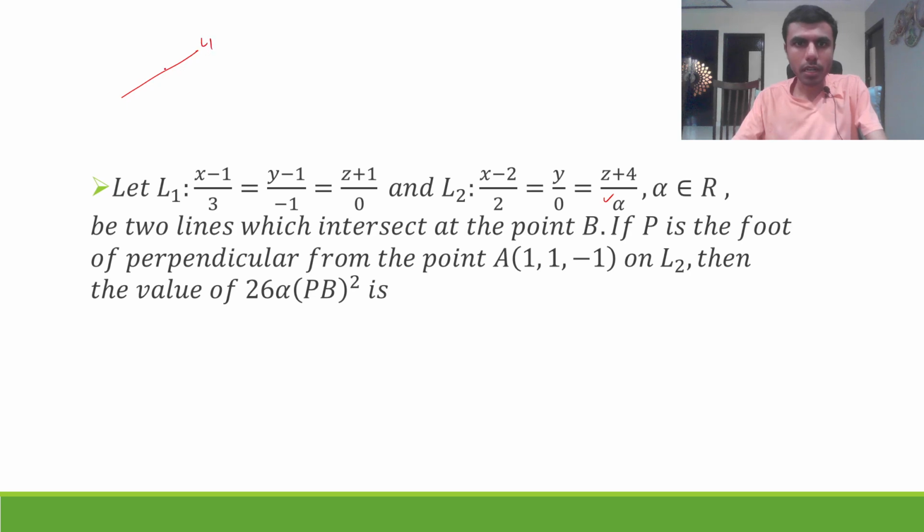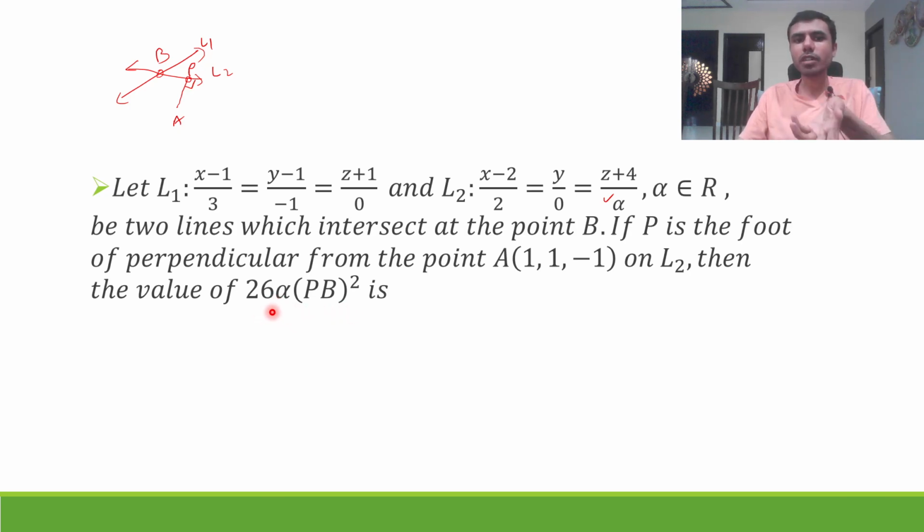L1 and L2, fine. These are my two lines, they intersect at point B. Next, what are they telling? P is the foot of perpendicular from a point A on L2. From A on to L2 there is a foot of perpendicular, this is P. Now they are asking this PB distance whole square, the distance between points P and B, that distance square and 26 alpha into that.